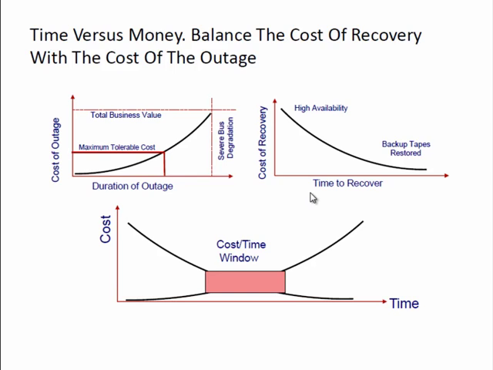The next graph, in the top right, shows the relation between the cost to recovery versus the time to recover, which has a direct impact on determining your IT recovery strategy. As the graph line shows, you can recover your IT environment very quickly with a high availability strategy, but it will be very expensive to implement. Conversely, if you can push out your recovery time, the cost will usually be much lower.